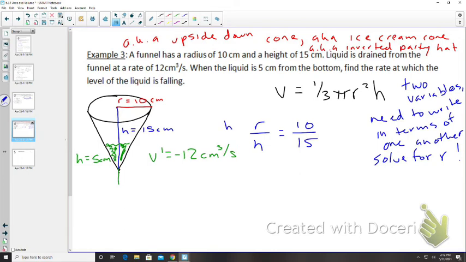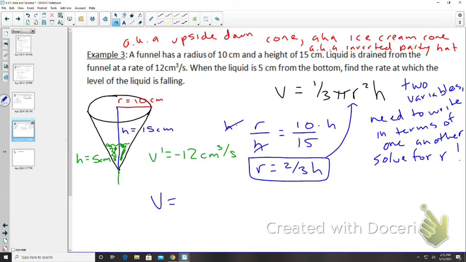So multiply both sides by H, and then we get R is equal to 10 over 15 H, which can be reduced to 2 over 3 H. Now we have H as our only variable, so we can substitute that into this formula. Volume is equal to 1 over 3 pi times (2 over 3 H) squared times H.